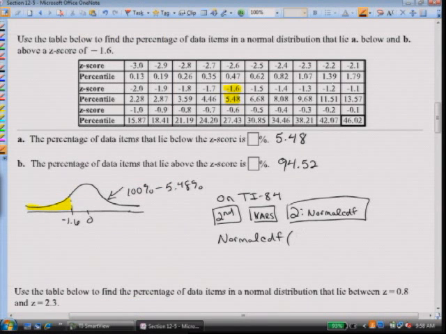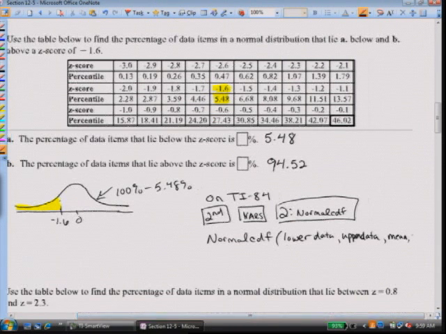Now, what it likes is the lower Z, or the lower data value, then the upper data value, and you have to put commas in between, and then the mean, and then the standard deviation. In that order? In that order, with commas in between. Now, what's kind of weird is that when you're looking for all of the area to the left, you don't have a lower data value, right? It's just all of it.